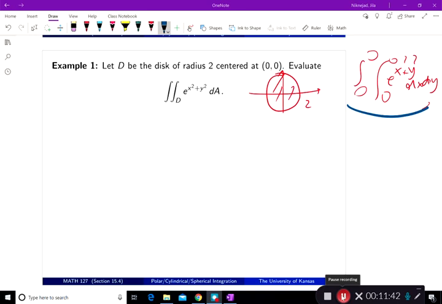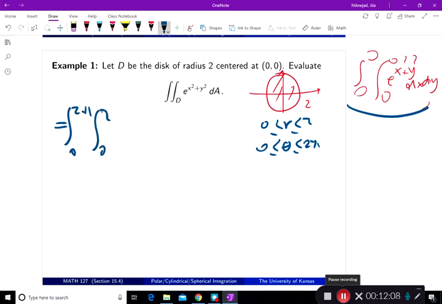So now let's set up the double integral using the polar coordinates. First of all, the region is going to be r between 0 and 2, and theta between 0 and 2 pi. So I can set it up like that: 0 to 2 pi, 0 to 2. The inner one is dr d theta. Now, I converted dA to dr d theta. Do not forget to multiply by r.